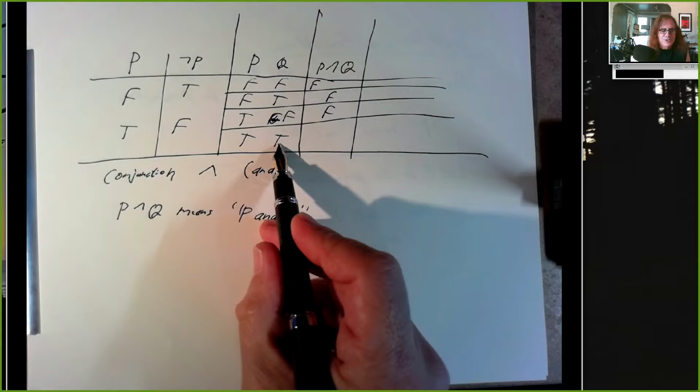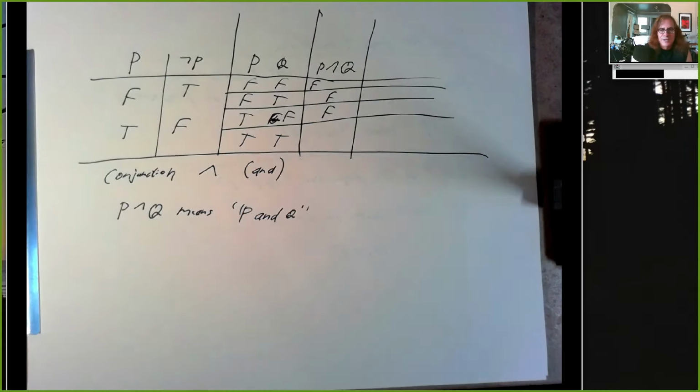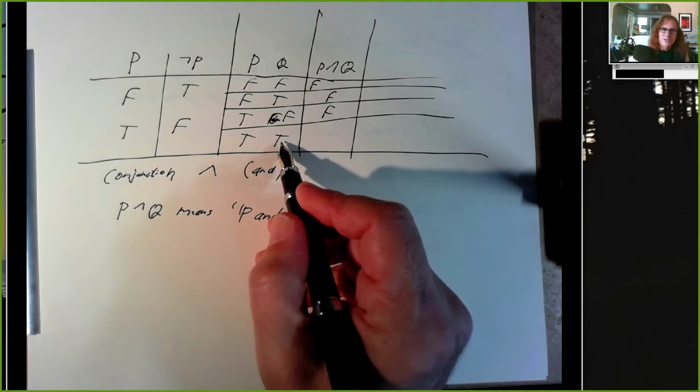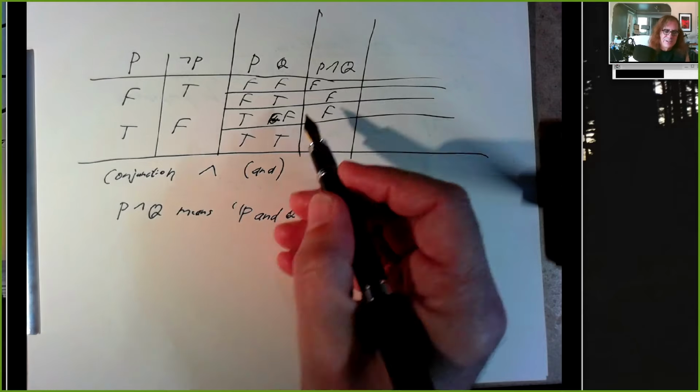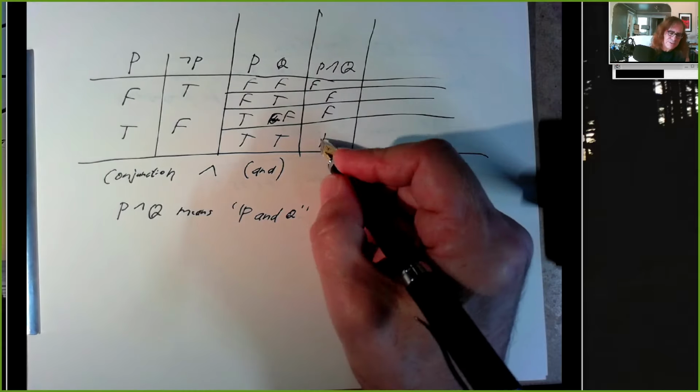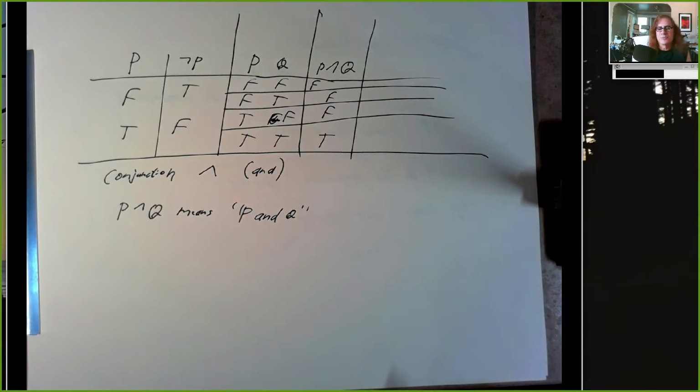But if P is true and Q is true, what can we say about the statement P and Q? It's true, right? P could be the proposition, my name is Nick. Q could be the proposition, today is Wednesday. This is the proposition, my name is Nick, and today is Wednesday. If each of those things is true, then this conjunction is also true. And that's a good old and statement.